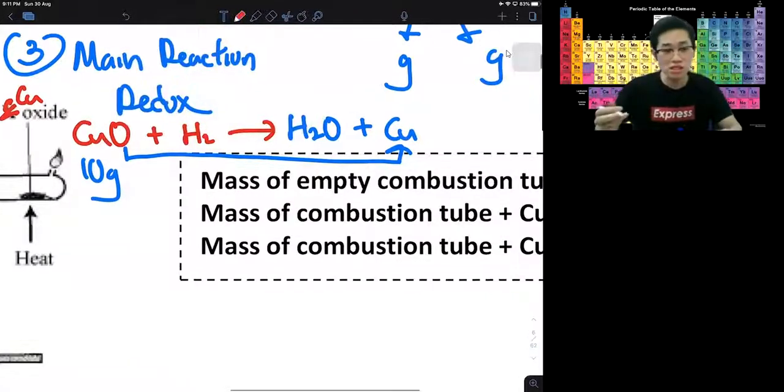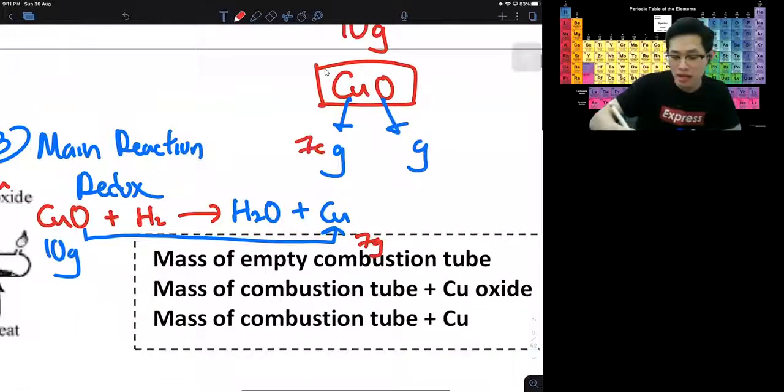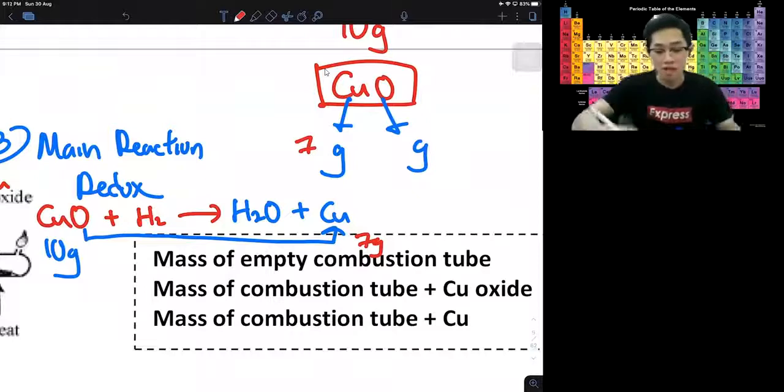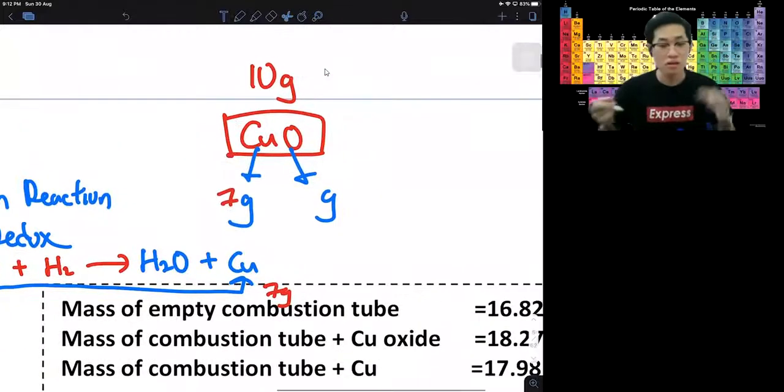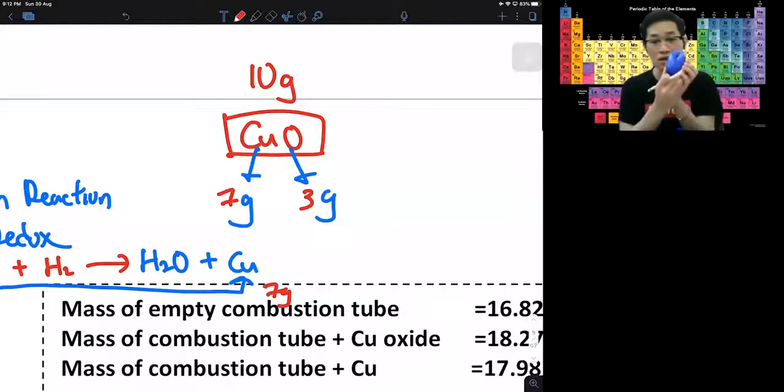From CuO to Cu, the mass will decrease. Let's say it decreased to 7 grams. So from here you can see, by doing this experiment, I can find out that the mass of copper is 7. And then from here, 10 grams in total, 7 grams of copper, it will consist of 3 grams of oxygen. So the purpose of this experiment is to find out the composition of the metal oxide. How many grams of the metal and how many grams of the oxygen.